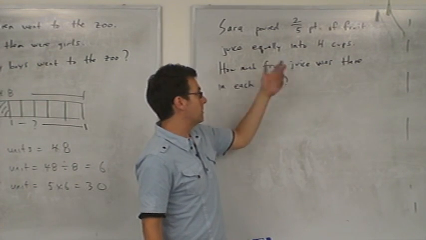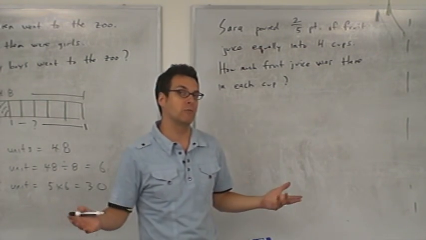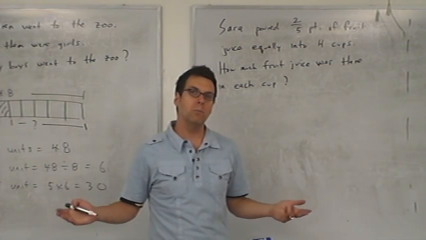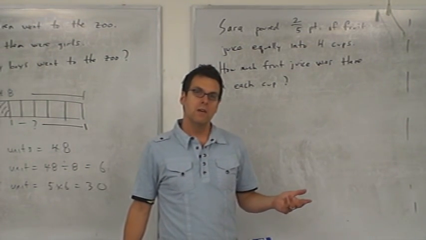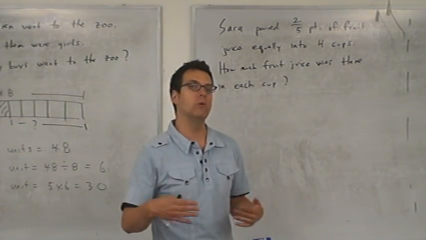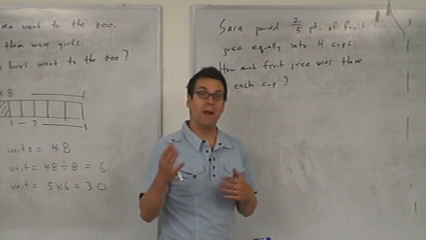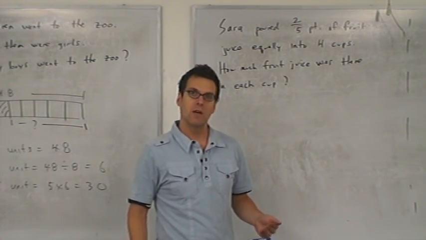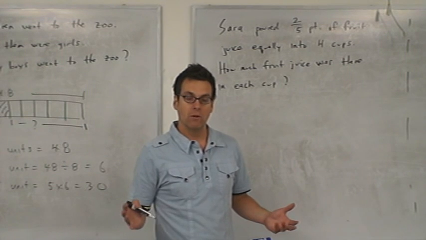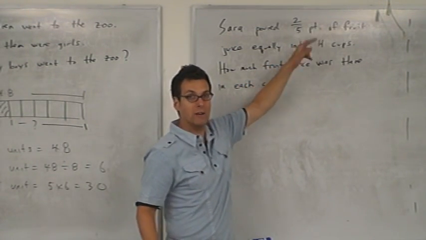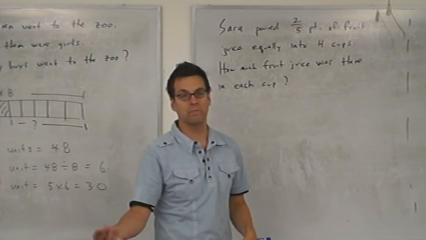And if you rewrote this problem as Sarah poured 12 pints of fruit juice equally into 4 cups, then it would be obvious what the correct arithmetic is, right? It would be obvious that the correct arithmetic would be 12 divided by 4 in that case. So that can help you break down the mental block that many students have when it comes to fraction problems. The interpretations are the same. The problems are going to be solved in the same way regardless of whether this is 2/5 of a pint or 12 pints. It's still going to be division.